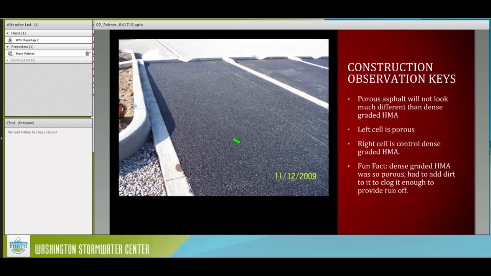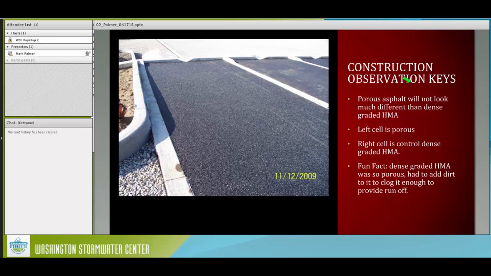So again, these are those same two cells that we looked at in the gravel situation, and looking at the observation keys, you can see the porous asphalt does look slightly different than the dense graded over here. You can see the dense graded has a lot of dirt on it, and as we mentioned, porous asphalt typically likes to leak. Well, in this particular case, they were trying to get their control storm off the regular HMA pavement, but it was proving to be too porous. So they actually had to go out and put enough dirt on here to clog it up so that they actually could get runoff off of it for the test.